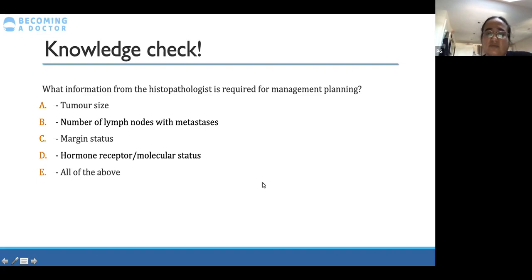So what information? Yes, essentially it's all of the above. This is all part of your TNM. But margin status is really important, because if your margins are involved, you might need repeat surgery, you might need additional radiotherapy. And then you've got hormone receptor status and molecular status, which are also important. So these are all part of the information we would give.